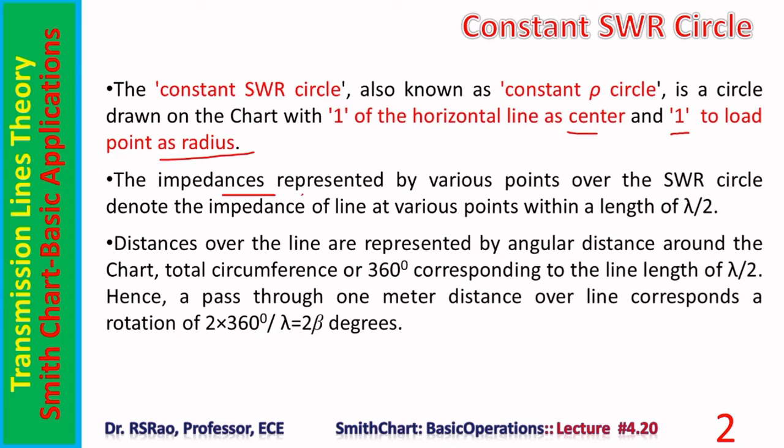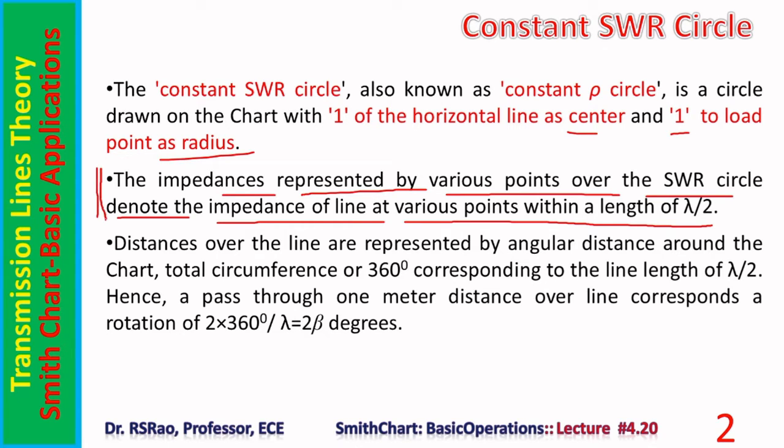The impedances represented by various points over the SWR circle denote impedances of line at various points within a length of lambda by 2. This point connects chart with the line. We all know chart is circular in shape. Inside the chart, each and every point represents certain impedance. Not only that, each and every point is also associated with certain value of reflection quotient.